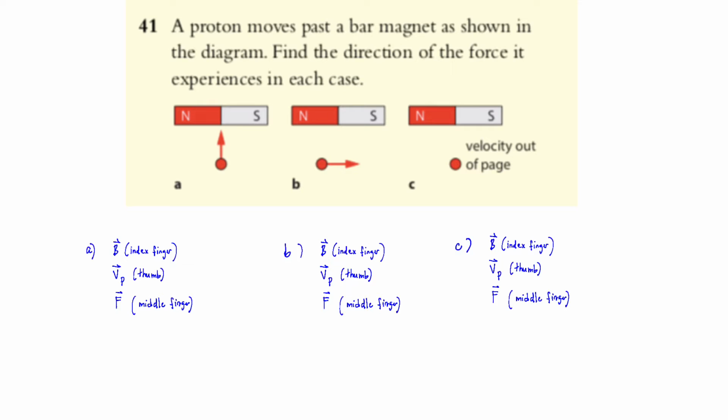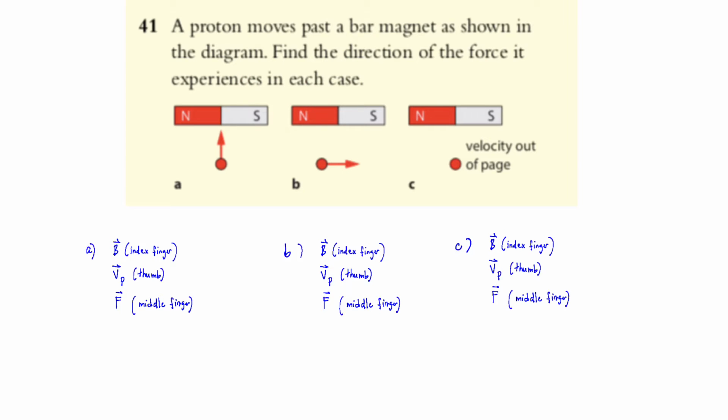Now let's have number 41. We're dealing with a proton, so that would make you think that we're going to use a right hand rule, because it is a positive charge and there's no reversing that is going to happen. So a proton moves past a bar magnet as shown in the diagram. Find the direction of the force it experiences in each case.